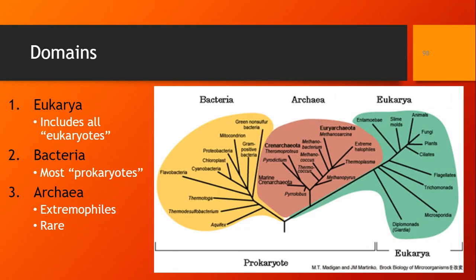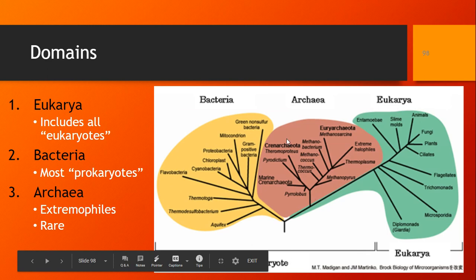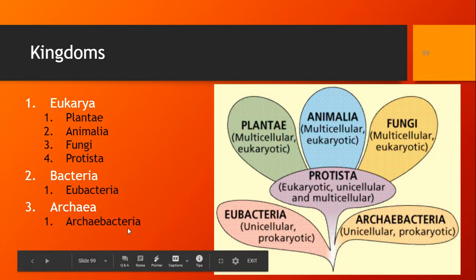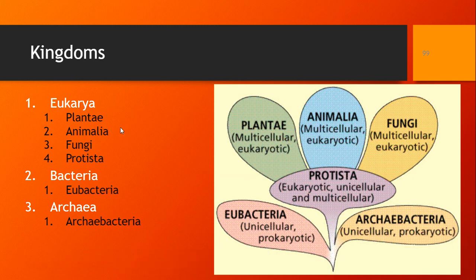So we have our domains, the 3 main groups. Bacteria and archaea are prokaryotic, meaning they are single-celled and they have no nucleus. And then eukarya is all the eukaryotic ones, meaning they have organelles and a nucleus, and oftentimes are more than one cell. You can break those down again: prokaryotic into eubacteria and archaebacteria, and eukaryotic into plants, animals, fungi, protists, and these are their proper names.